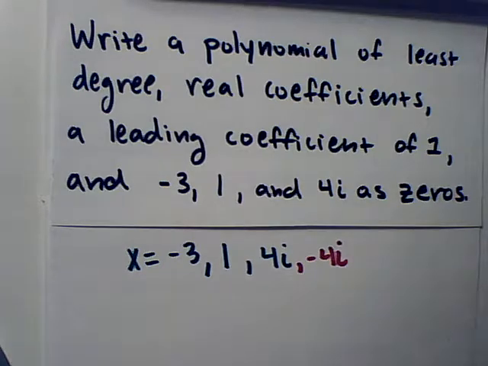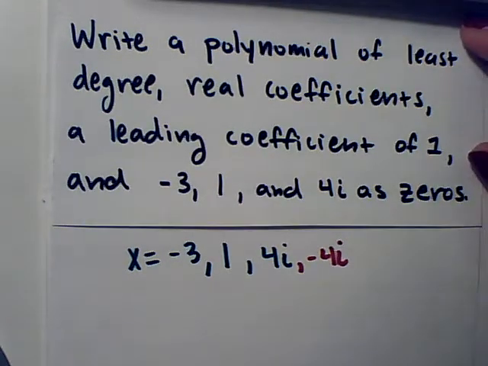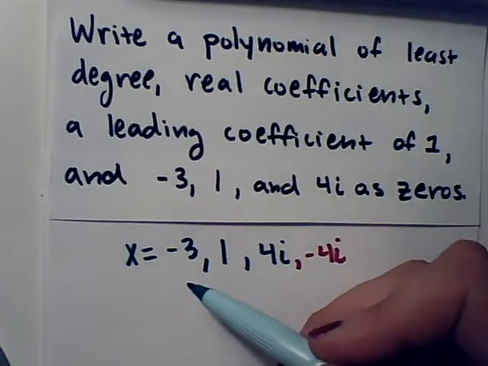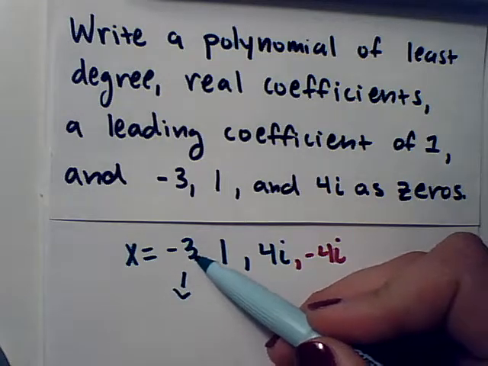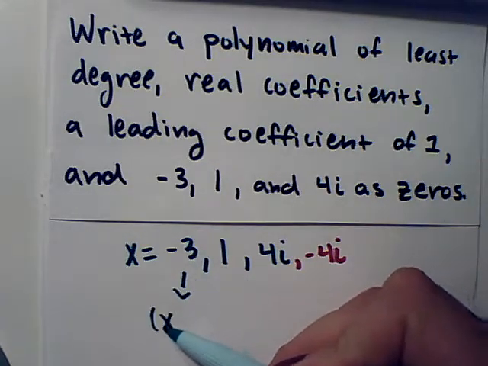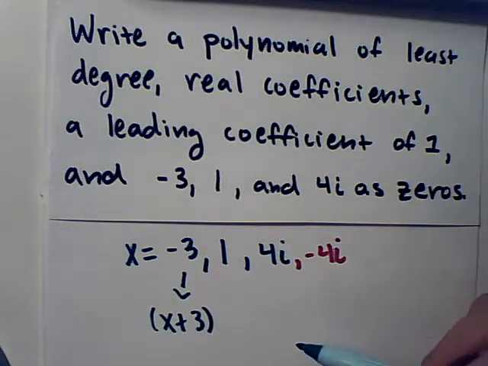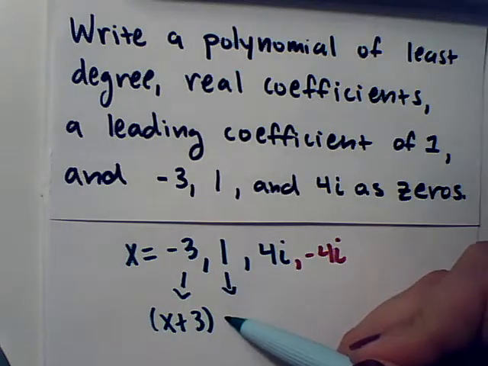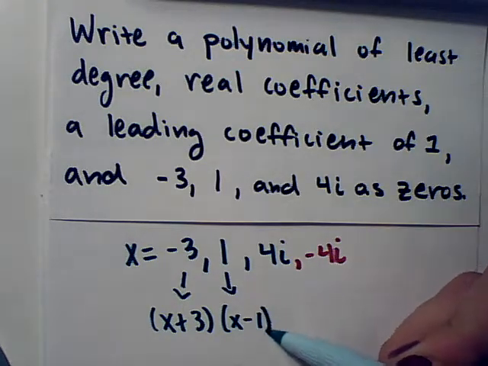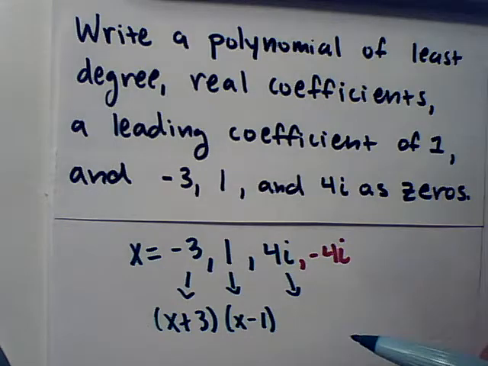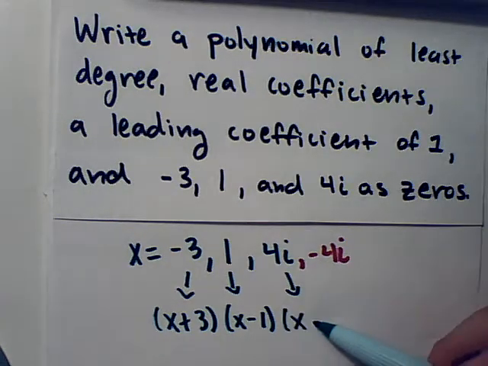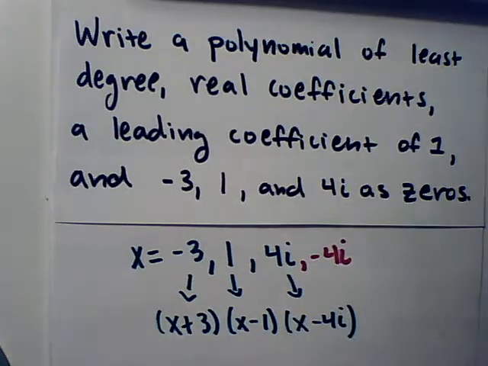So to write a polynomial function, how we'll go about doing this is taking each of the zeros and putting them in factored form. So if x is equal to -3, it would have been x plus 3 in factored form. If x is equal to 1, it would be x minus 1. X is equal to 4i would be x minus 4i. And then this last one, if x were equal to -4i, it would have been x plus 4i.